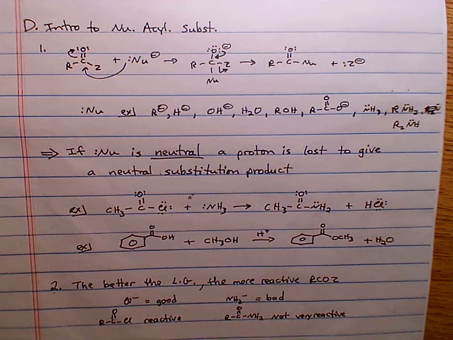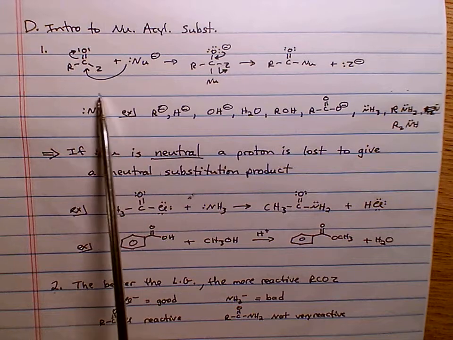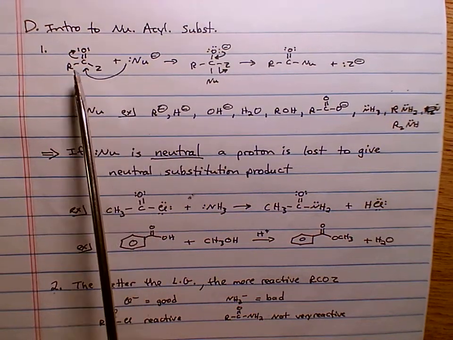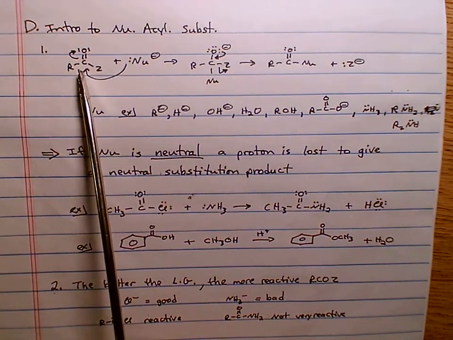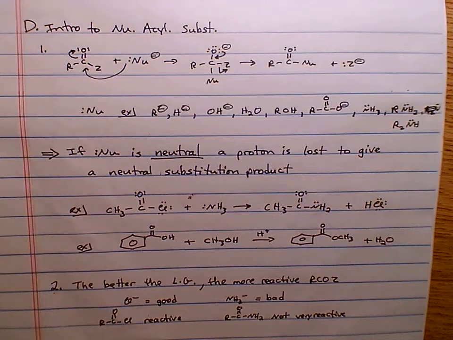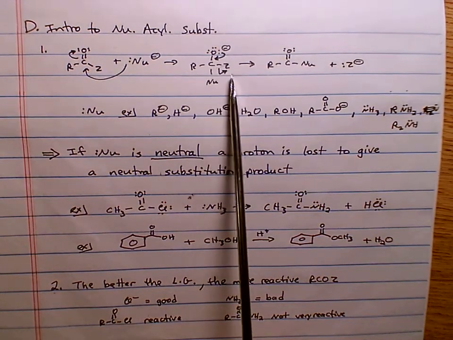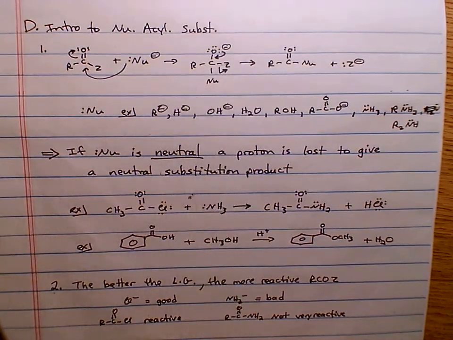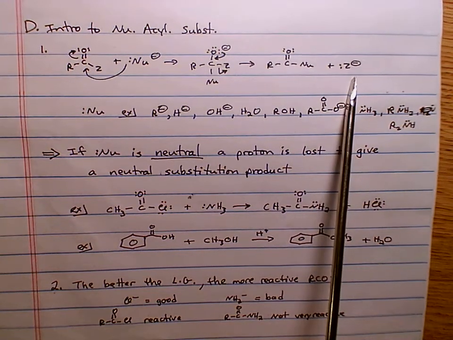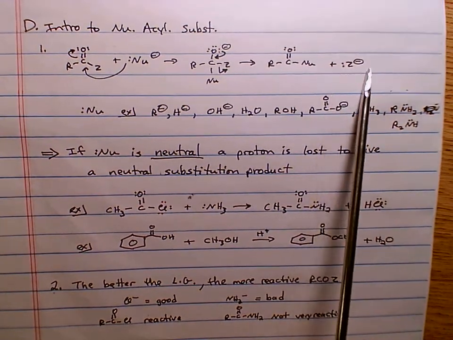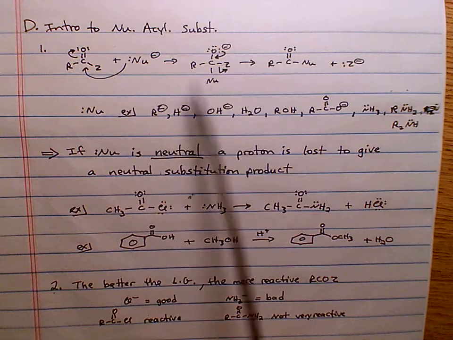Okay, let's now turn our attention to the nucleophilic acyl substitution reactions. The general mechanism: the nucleophile's negative electrons will attack the partial positive carbonyl carbon. The pi bond will break, then the pi bond reforms, kicking off the Z group. And as we said before, the better Z can exist on its own, the weaker it is as a base, the more likely this reaction is to occur.